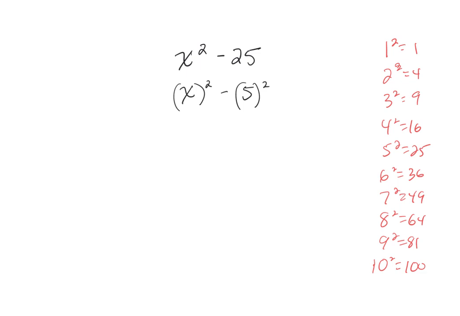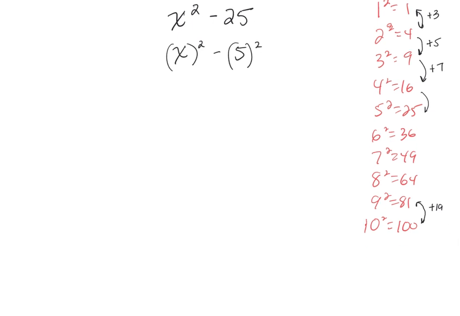Now, what's interesting about this is that when you go from one square to the next, you add an odd number. You add 3 to go from 1 to 4. You add 5 to go from 4 to 9. You add 7 to go from 9 to 16, and so forth. Take a look right here: 81 to 100, you're going to add 19. So you can know the next one. You're going to add the next odd number, which is 21. And the next one, 11 squared, is equal to 121. 12 squared is equal to 144. And I'd say you really need to know up to 12 squared.